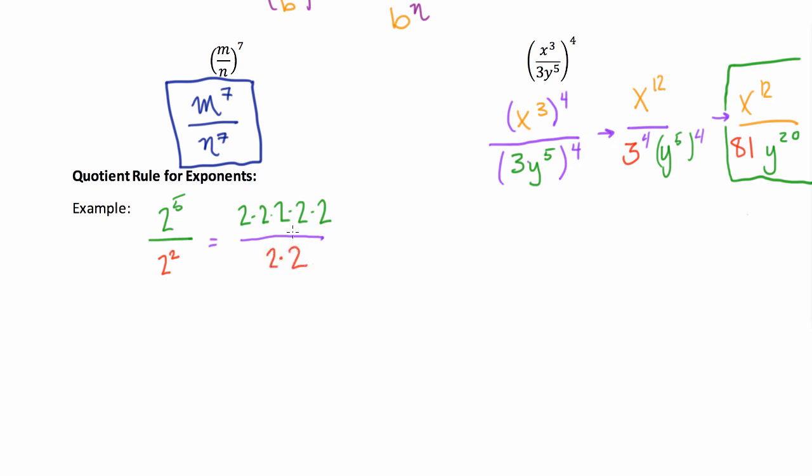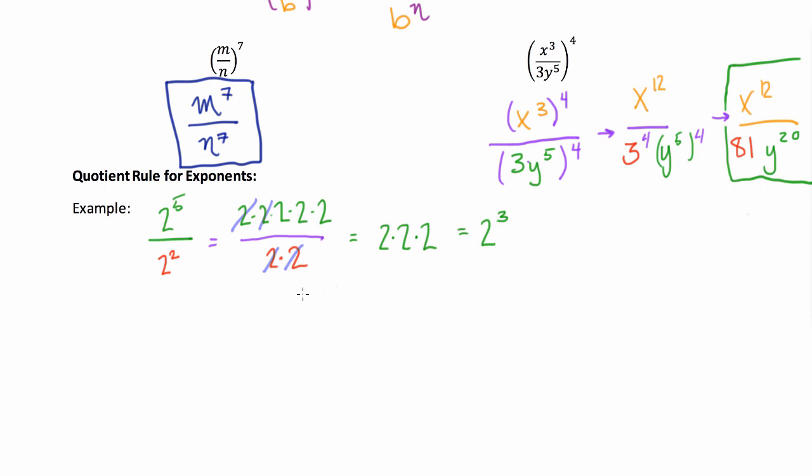And now the way that cancellation works in fractions is if I have a factor upstairs and a factor downstairs, I can cancel those out. And so what happens is every factor of 2 downstairs cancels one out upstairs, and what's left is just 2 times 2 times 2, so that's 2 to the 3rd.